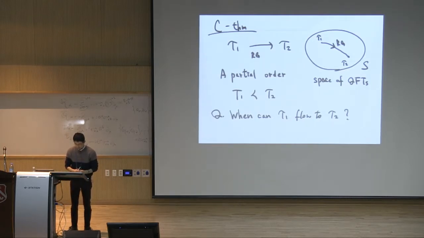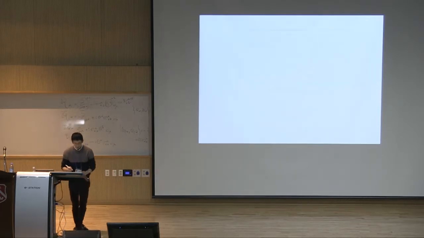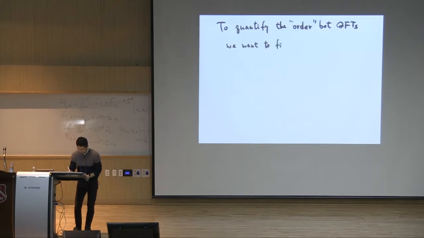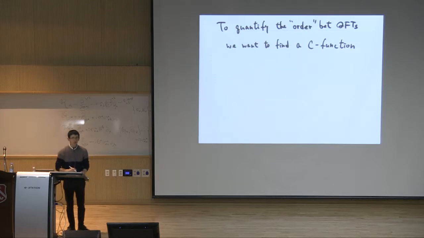Once you set up the partial order, you can similarly set up a so-called entanglement measure to quantify the order. This is exactly the C theorem. When you talk about the C theorem, you are concerned with constructing or finding a way to quantify the order between QFTs. So we want to find a so-called C function.